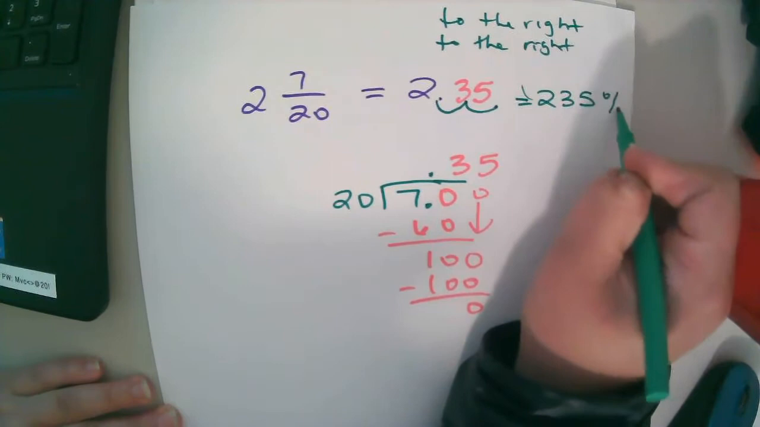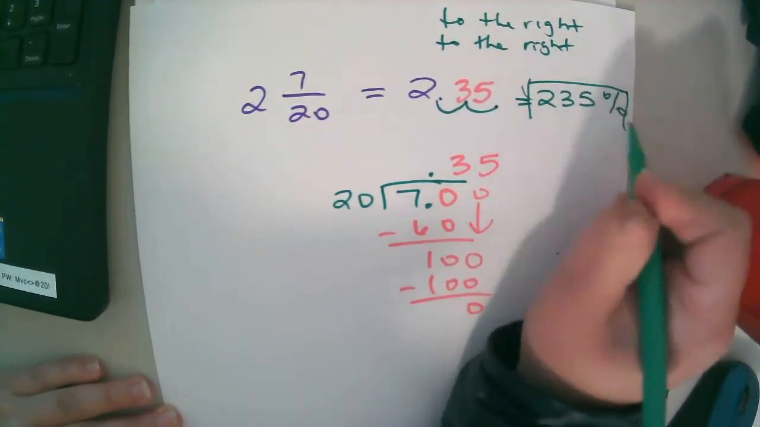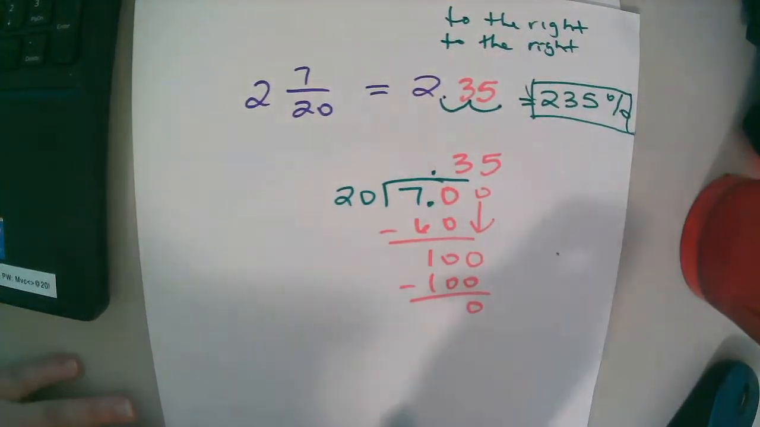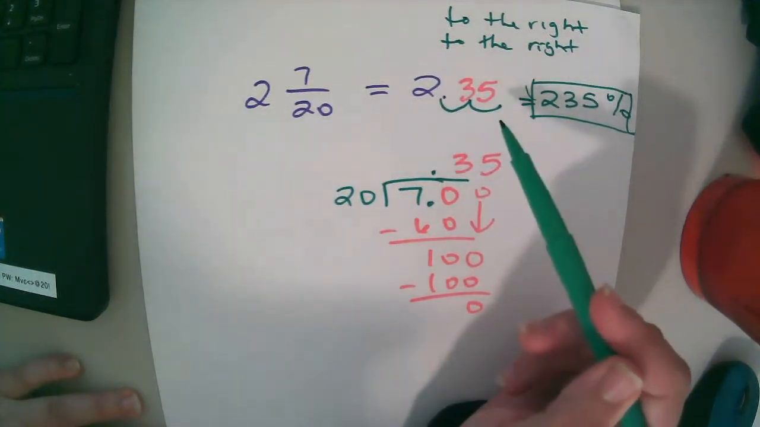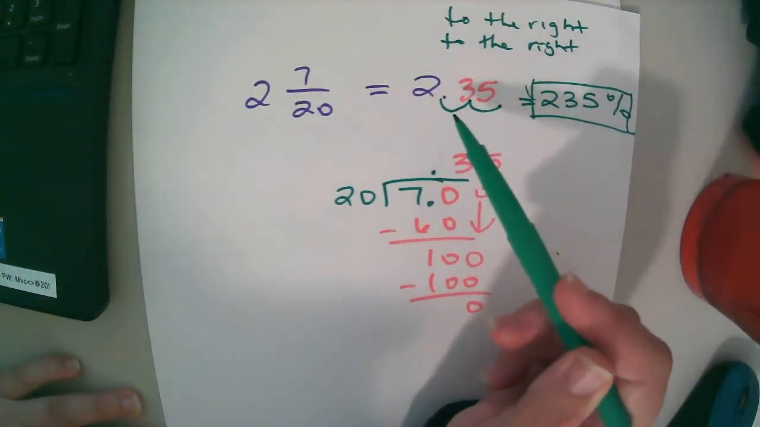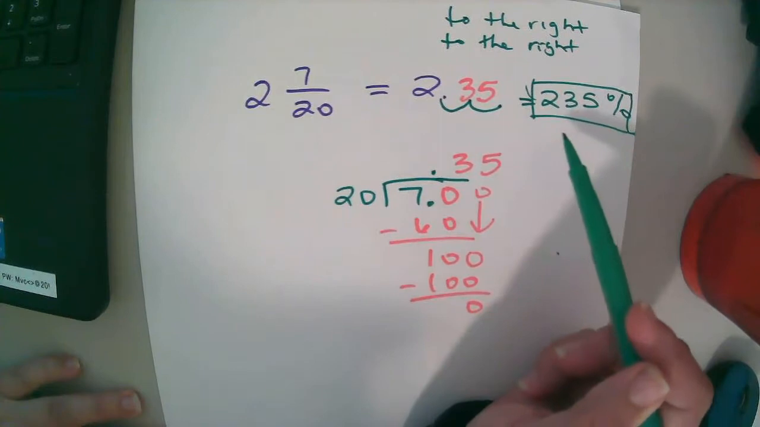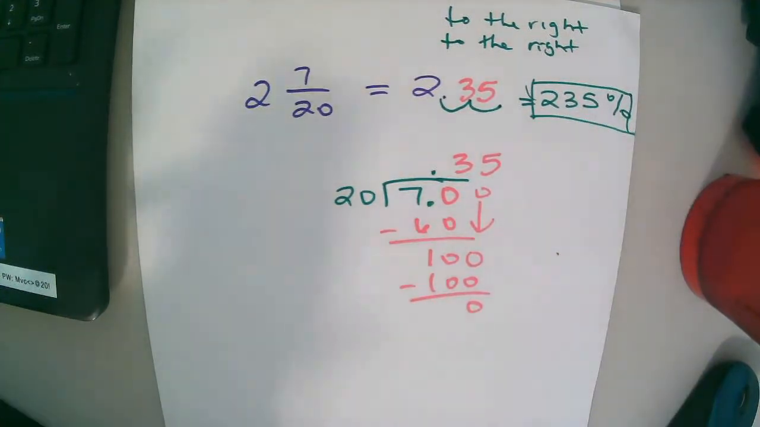235%. So your first step is you want to first convert it into a decimal and then move your decimal 2 spots to the right to create a percent. Now, I have a percent.